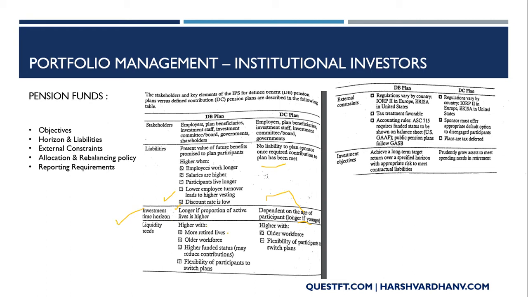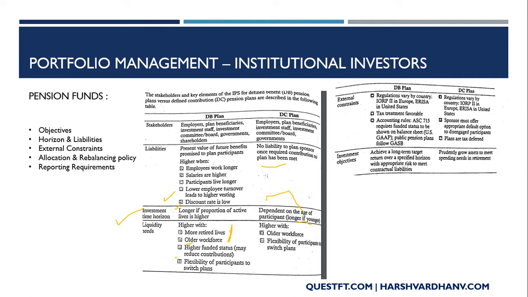Liquidity needs are higher when there are more retirees in your portfolio. So say you have a government company like the Indian government company ONGC, or Indian Oil company, with so many employees who are retiring this year. So a defined benefit plan will give them a long list of retirees, and the liabilities will go up. Older workforce, obviously, because an older workforce is likely to retire sooner.